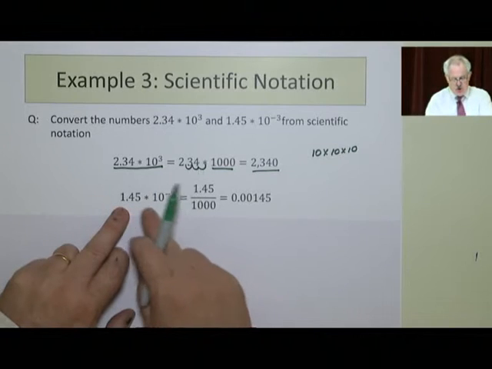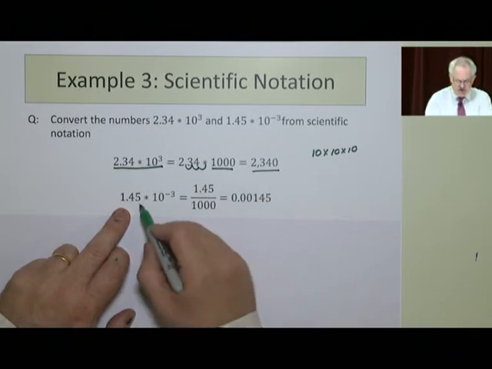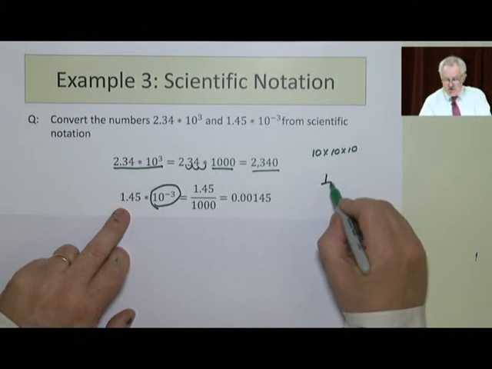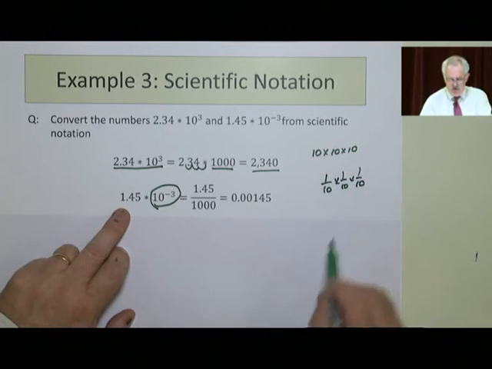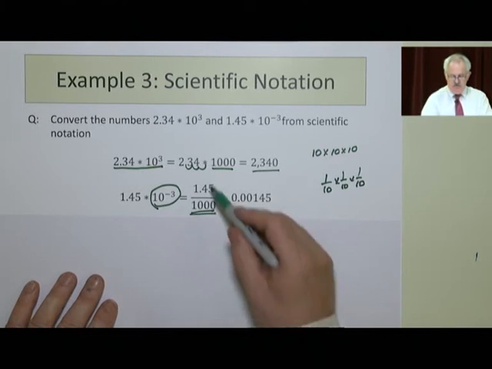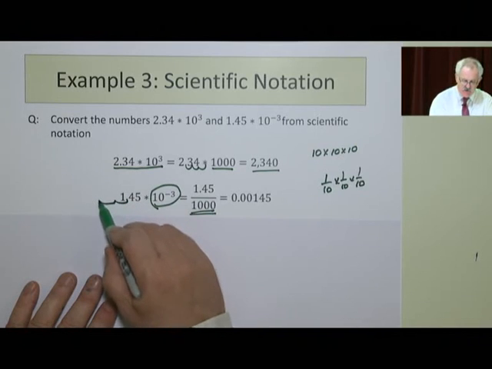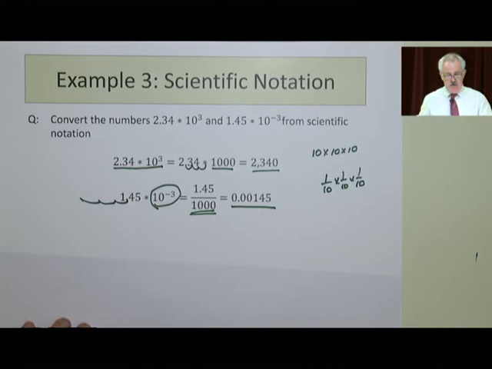In this situation here, 1.45 by 10 to the minus 3, you're given this number. And you say, well, what do I do with this? 10 to the minus 3, well, it's 1 over 10 to the 3. So it's 1 over 10 by 1 over 10 by 1 over 10. So I have to divide by 1,000. Dividing by 1,000 means I take the number 1.45 and go back 3 times. 0.00145. And that's how we convert numbers in scientific notation.